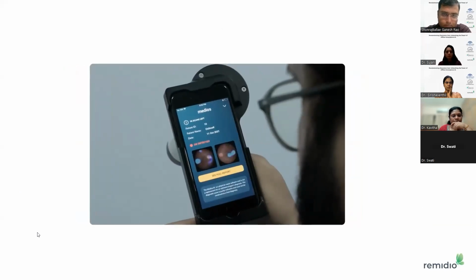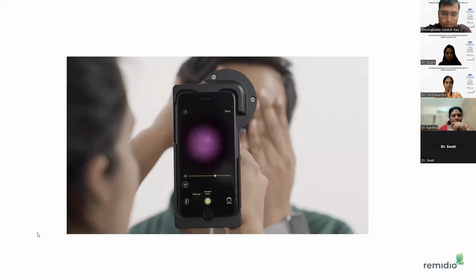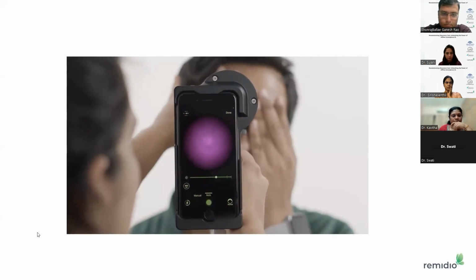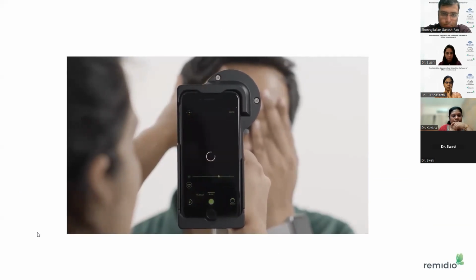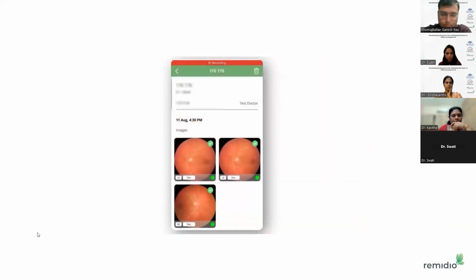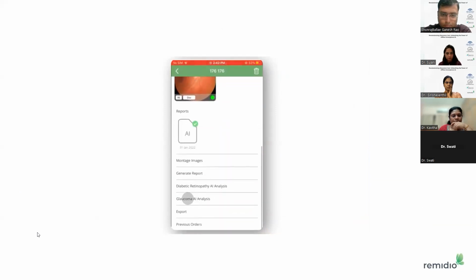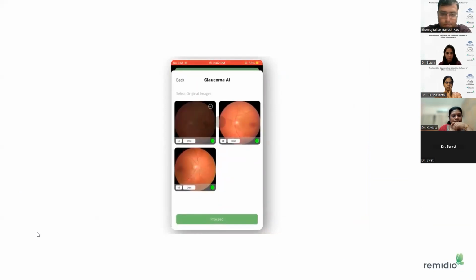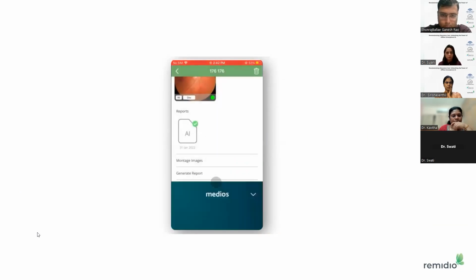Diabetic retinopathy screening has always been easy and quick. Now, with the help of AI, you can also screen for glaucoma. All you need to do is capture a disc-centered image for both eyes and click on glaucoma analysis. The images will be carefully analyzed for referable glaucoma, and a vertical cup to disc ratio measurement will be generated.